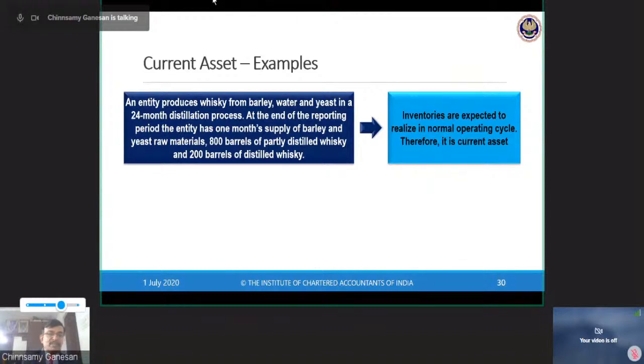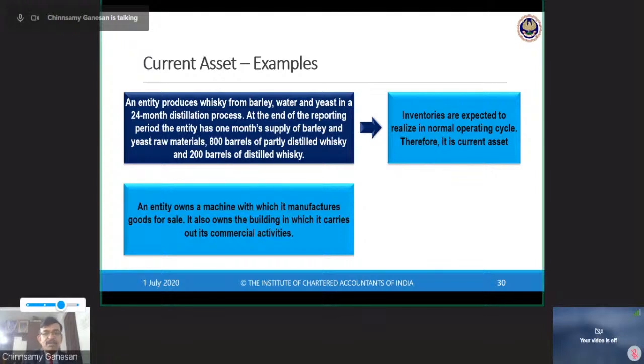Suppose in this example, they have given 24 months, but they are saying only 1 month stock is available. So naturally it is within the operating cycle. Suppose they are saying the inventory is outstanding for more than 36 months, in that case also it becomes a current asset because the first condition is not satisfied, but the second condition, held for sale, is satisfied. So accordingly, that is also considered as a normal operating cycle.